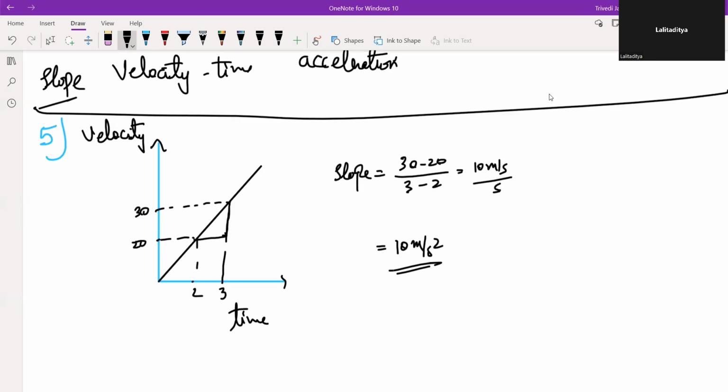Yes, sir. This makes a big difference. Which one? Sir, I didn't understand. Like, if you don't write the unit, you lose half mark. Exactly. Sir, second by one, no, sir. How did you get that? This side is second. This side is meter per second. So numerator is meter per second. Denominator is second. So meter by second square.